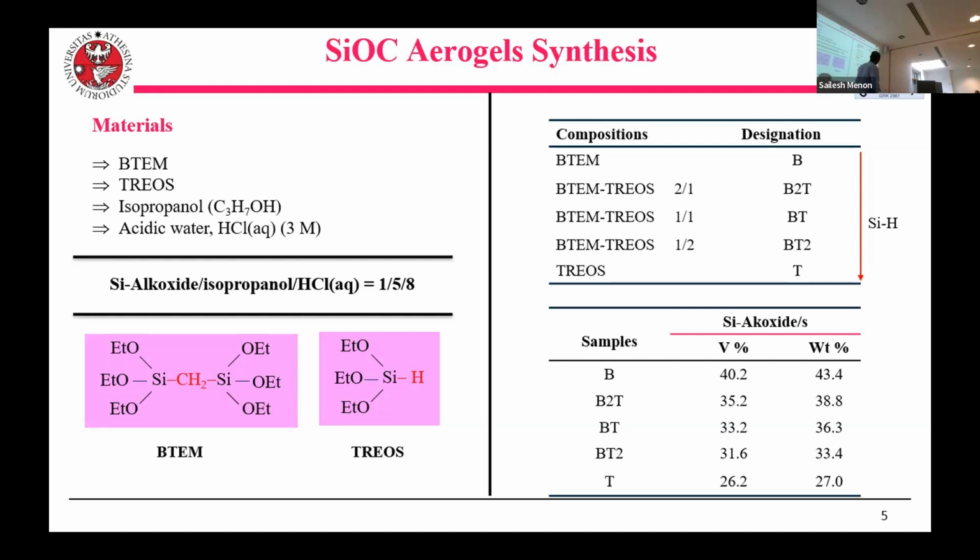Here I want to show you the molar and volume percent of the initial silicon alkoxide in the starting material. In BTM, we have around 40% initial composition of BTM, and the rest, 60%, is water and isopropanol. Going down, we are decreasing the amount of silicon alkoxide, which means we are increasing the isopropanol and water. Theoretically, as we go from BTM to TRIS, we expect a higher porosity.